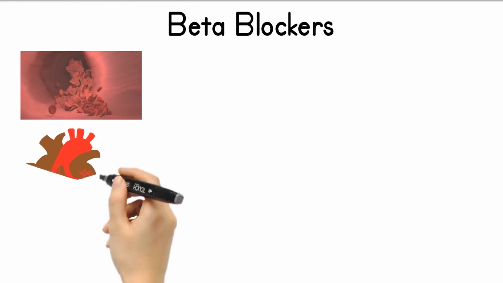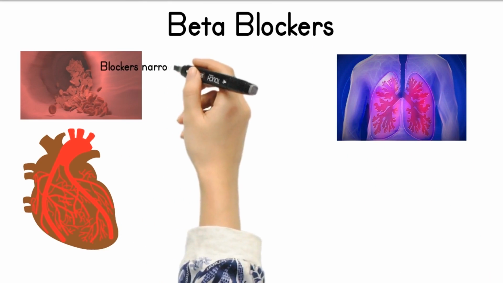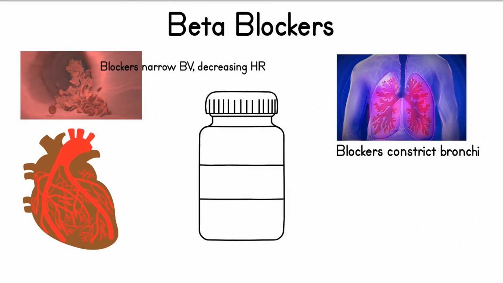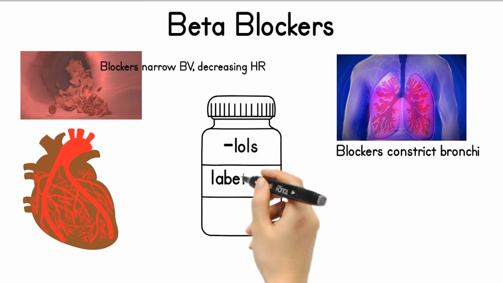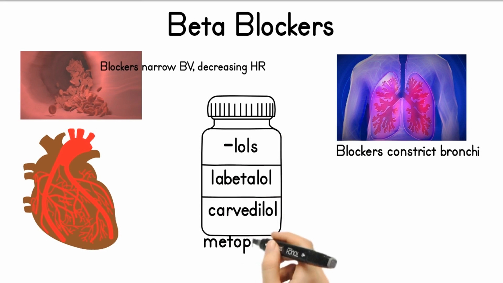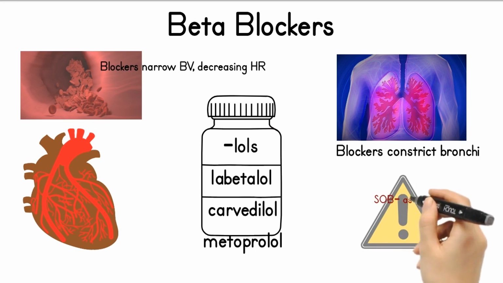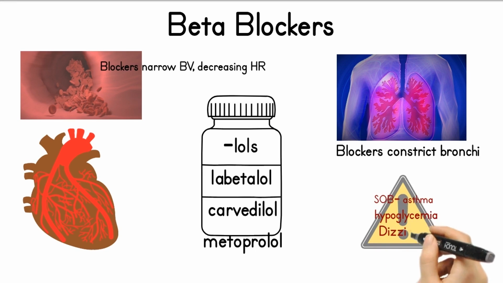Beta blockers block the beta receptors in both the heart and lungs. Beta receptors in the heart increase heart rate and cardiac output by dilating blood vessels. Beta receptors act in the lungs to dilate bronchi. Beta blockers block these receptors, leading to a narrowed blood vessel and constricted bronchi, decreasing the heart rate and potentially causing an adverse reaction of shortness of breath. Thus, beta blockers must be used carefully in patients with asthma.